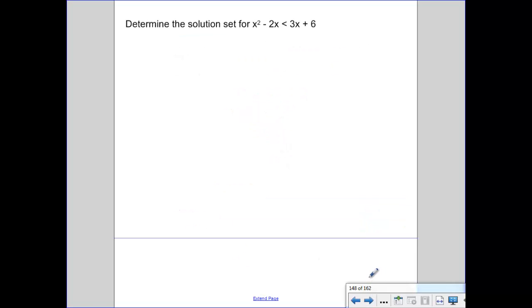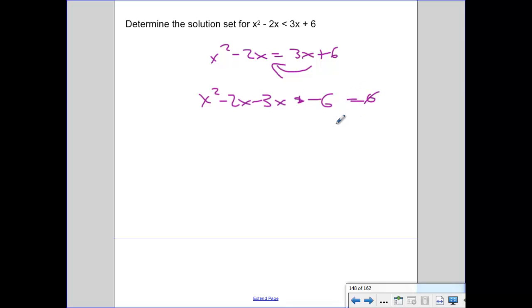Okay. Let's try another one here. What if we make it a quadratic? Okay, so ignore the greater than or equal to sign for now. That's just getting in the way. Make it an equal sign. So x squared minus 2x equals 3x plus 6. If this was a quadratic, how would you solve it as an equality? Sure, bring everything to one side. Let's go this way here. So go x squared minus 2x minus 3x minus 6. So then you'd have x squared minus 5x minus 6 equals 0.